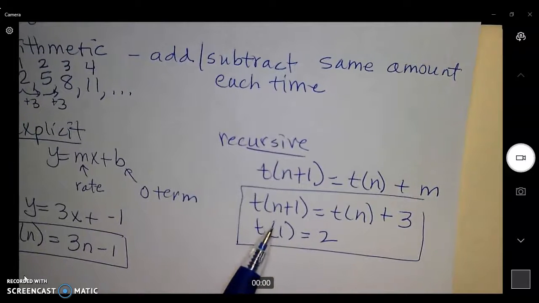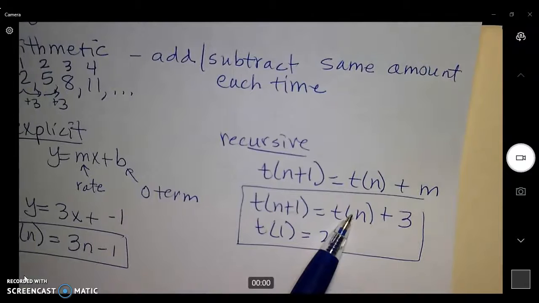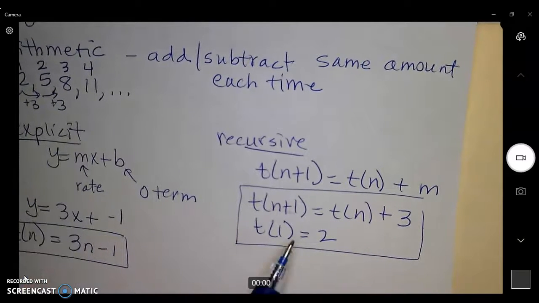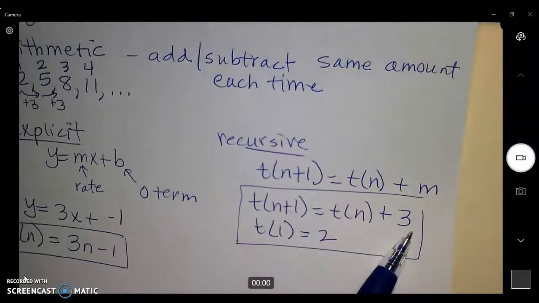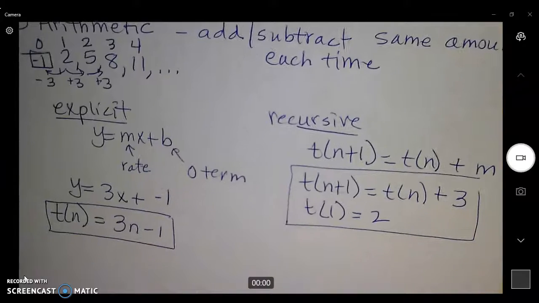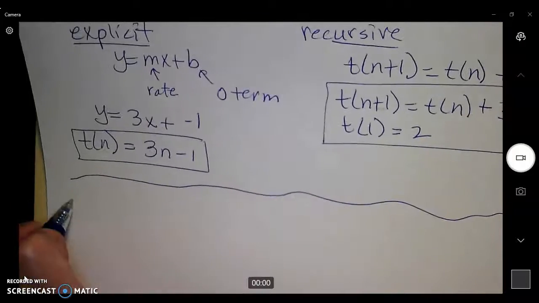So what this is saying is, to get the next output, you take the current output and add 3. So if my output was 11, 11 plus 3 is 14, so the next one will be 14. That's why you have to give them one to start with, otherwise they don't know what any of the numbers are. All right, the next type of sequence is geometric.